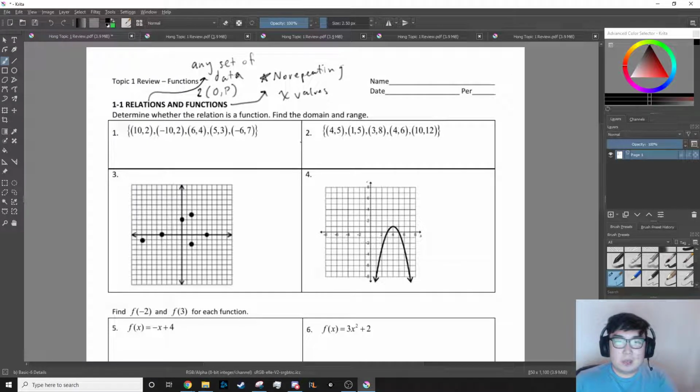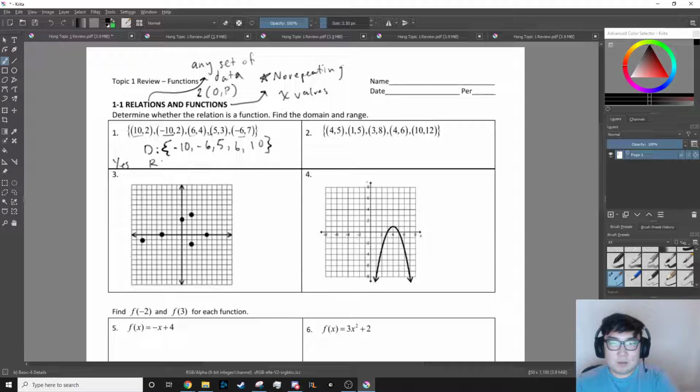So, question 1. Determine whether the relation is a function. Find the domain and range. So, you have 10, negative 10, 6, 5, negative 6. So yes, this is a function. And the domain would be 10. I want to put this in order, actually. So it would look like this. Negative 10, negative 6, 5, 6, 10.